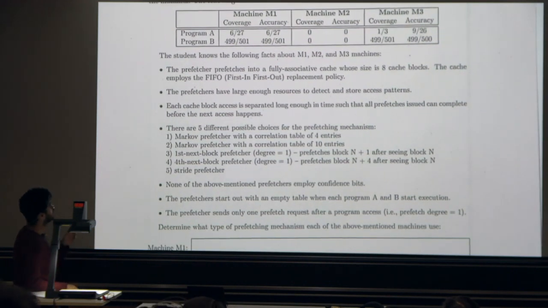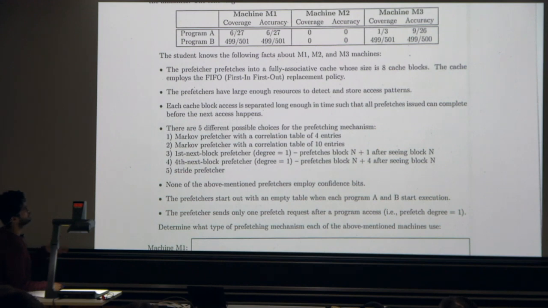So the first information says that the prefetcher prefetches into a fully associative cache, which is 8 cache blocks wide, and the prefetchers have large enough resources to detect and store all access patterns. Third one is each cache block access is separated long enough in time so that the prefetch issue can complete before the next access happens. So that means there is no problem of timeliness.